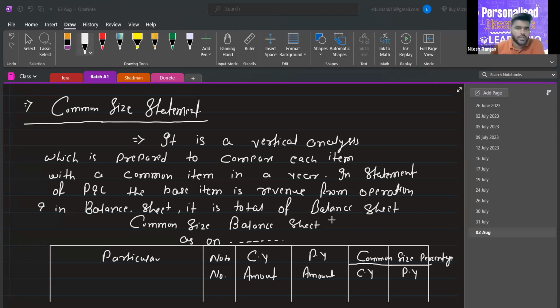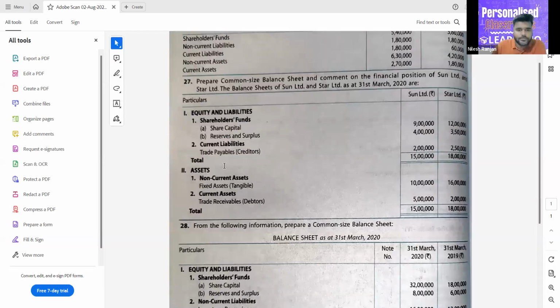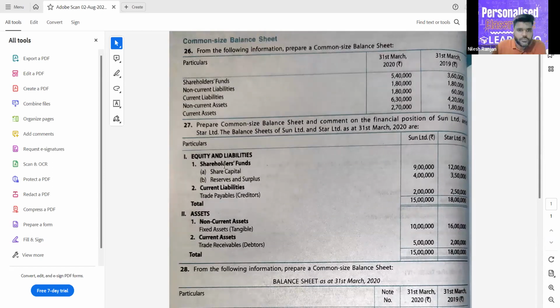Okay, so this is your question. You can see here, there is a question number 28. There is a question number 27 and 6.